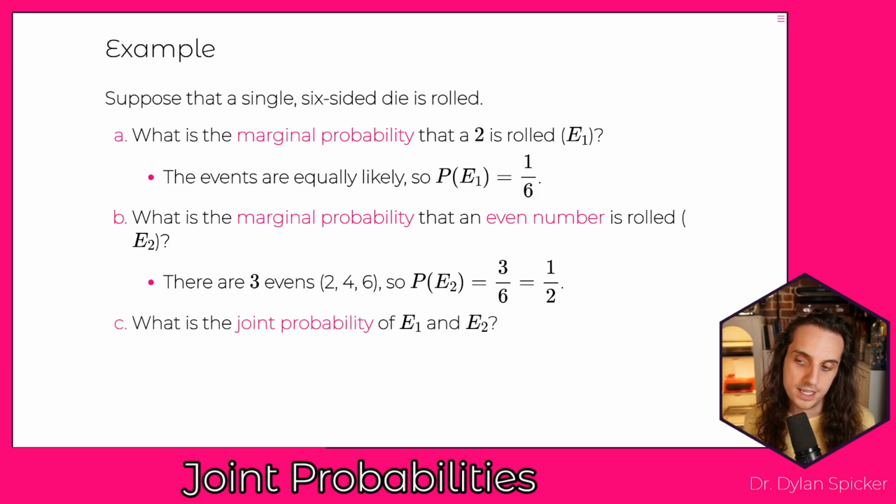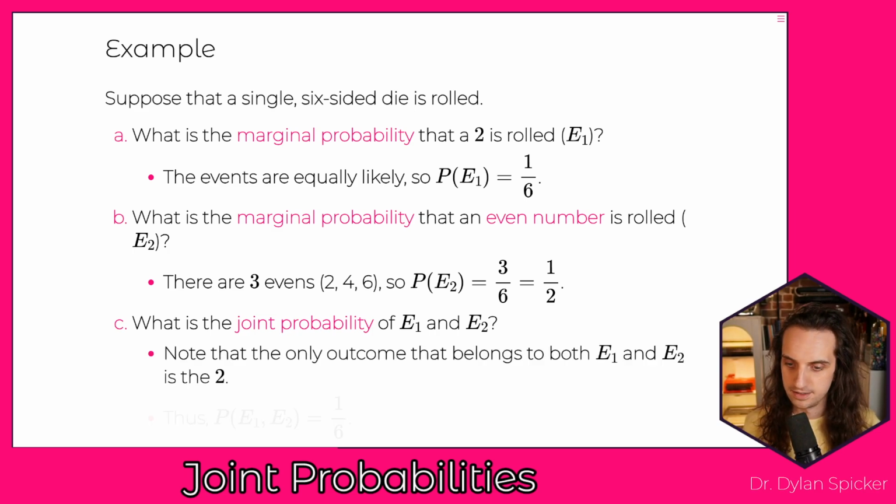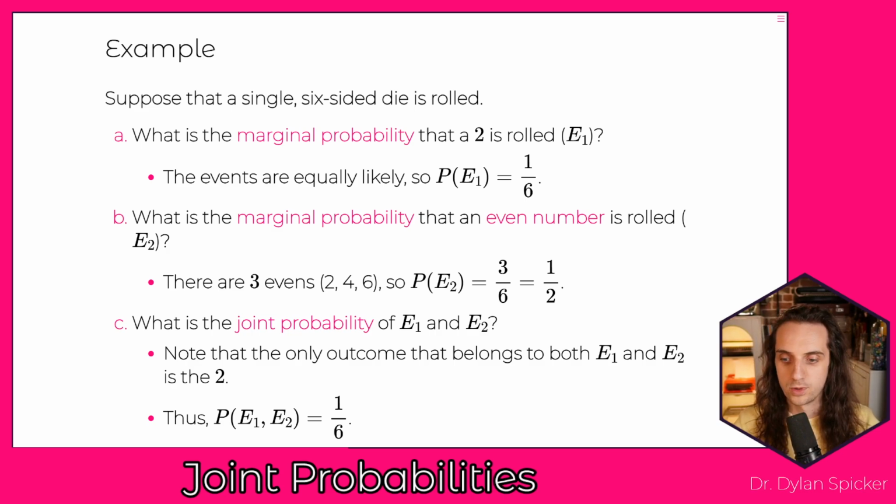Now, what's the joint probability of E1 and E2? Right? So what is the probability that both E1 and E2 happen at the same time? So here we need to roll an even number that is also a 2. Okay, well, a 2 is an even number, so that's totally fine. But there's no other numbers that are both 2s and even numbers, right? And so there's exactly one possible way that we can roll an even number that is a 2, and that's if we roll a 2. And so it's going to have to be 1 out of 6, right? And so the probability here is 1 out of 6.